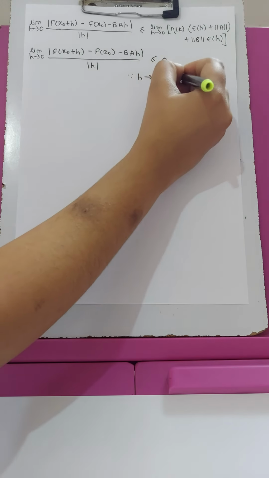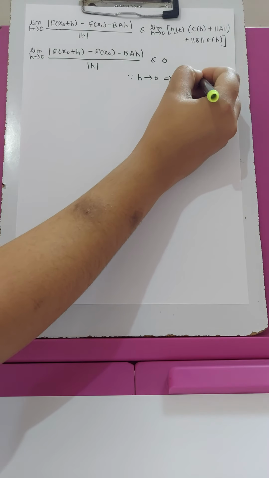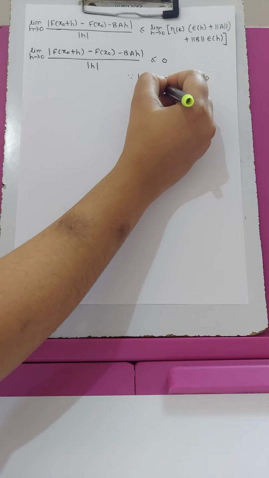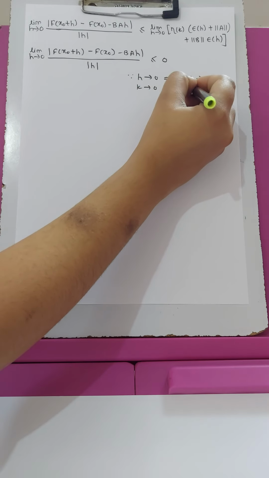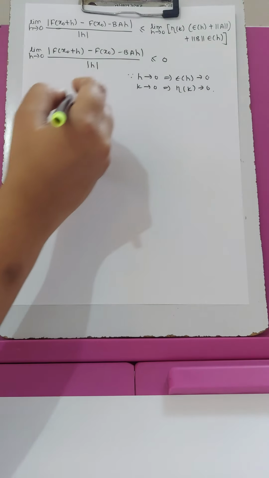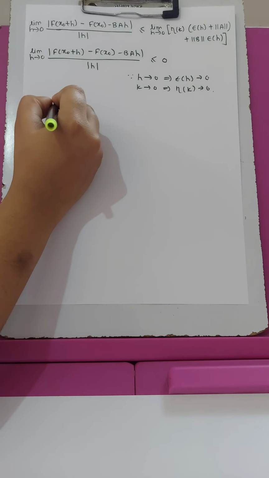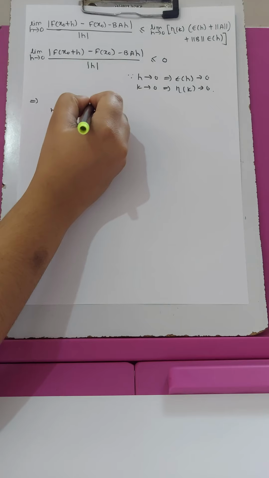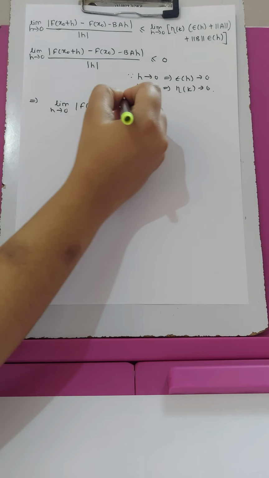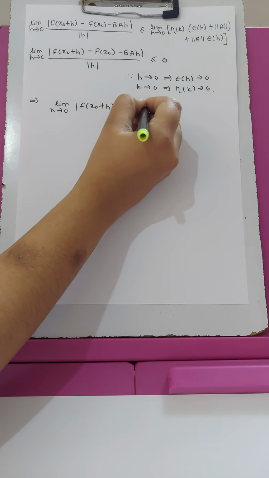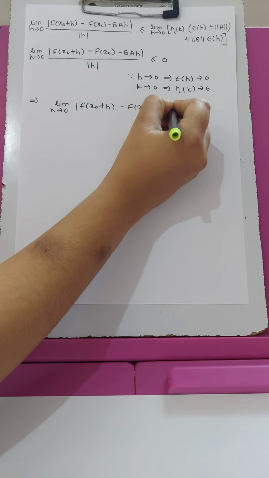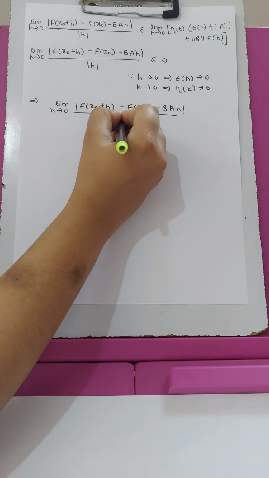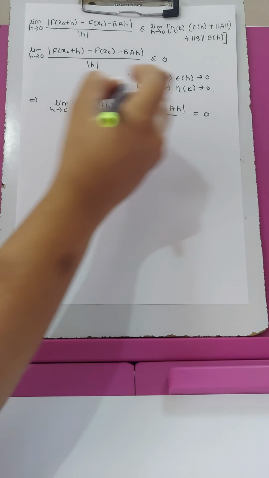0 implies that epsilon of h tends to 0 and k tends to 0, so that eta of k tends to 0. So therefore limit h tends to 0 mod of f of x0 plus h minus f of x0 minus bah upon mod h is equal to 0.